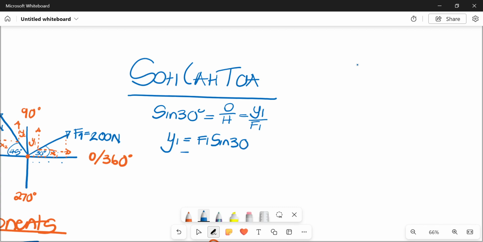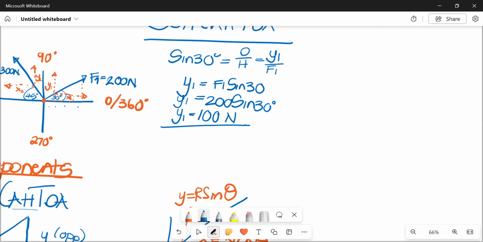All right, but f1 has a value. F1 has a value of 200. So we can plug and play on there. Then our y1 would be 200 sine of 30. It gives us 100 newtons. Okay, that's the first portion.